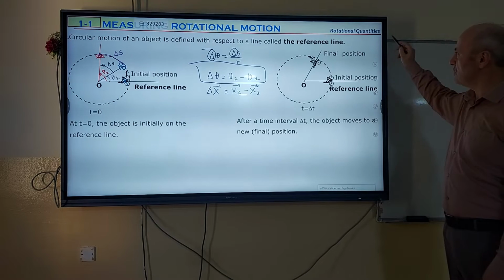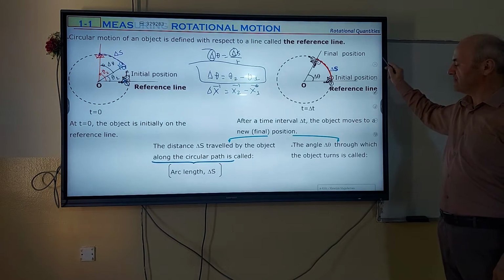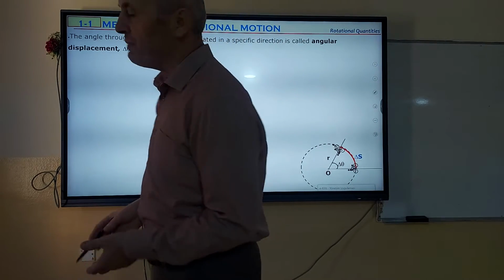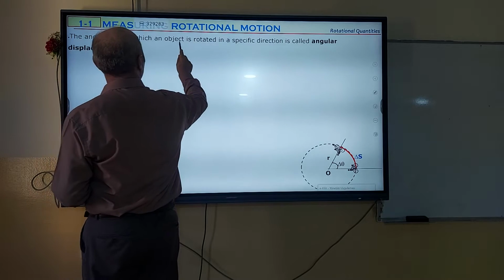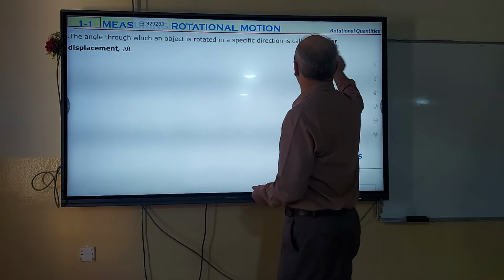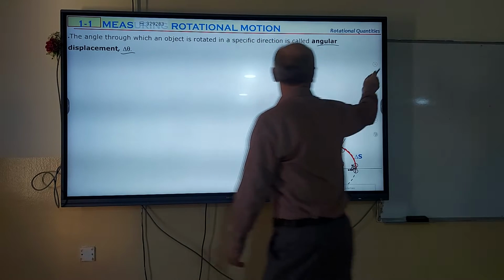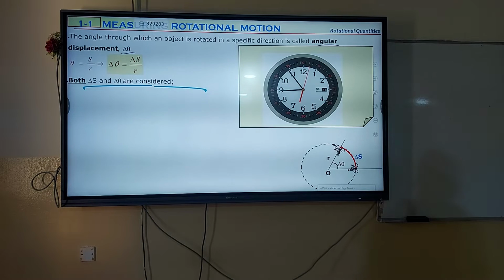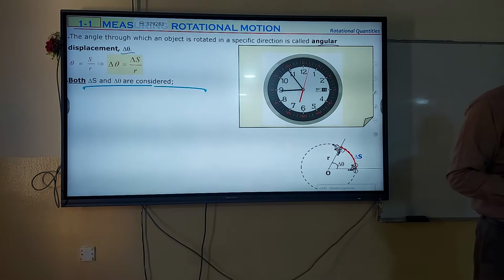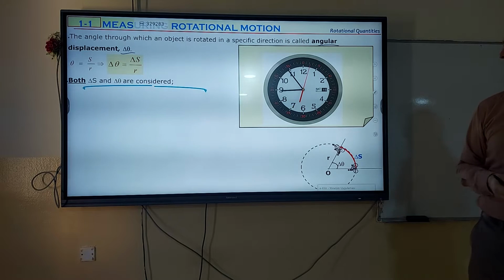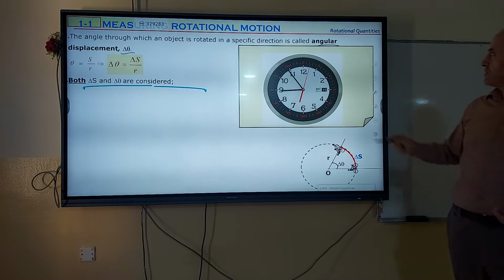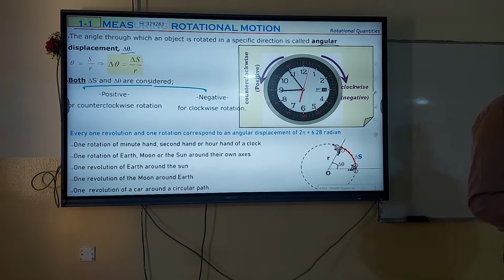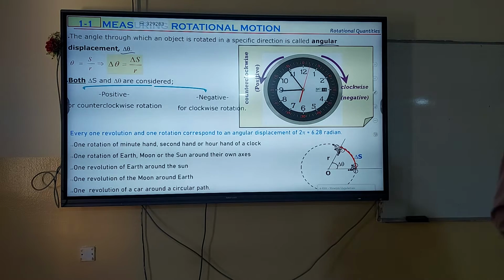Okay, so angular displacement is the angle through which an object is rotated in a specific direction. And this angular displacement delta theta is calculated by delta S over R. It can be positive or negative depending on the direction of rotation, clockwise or counterclockwise.